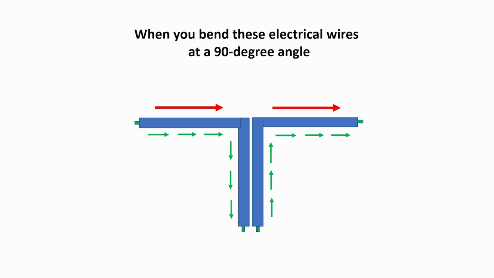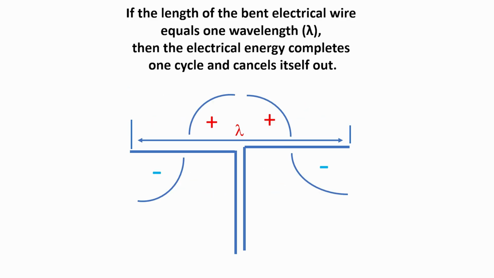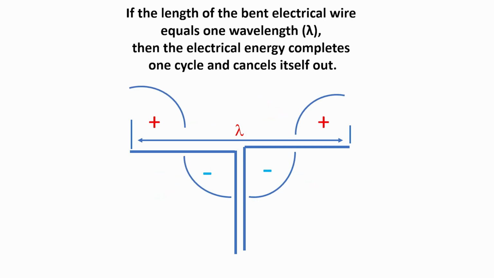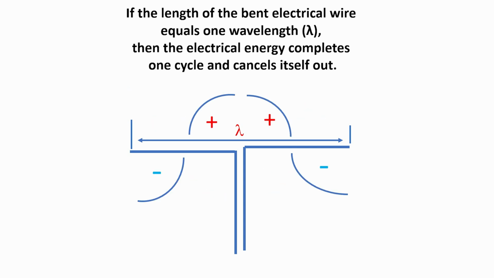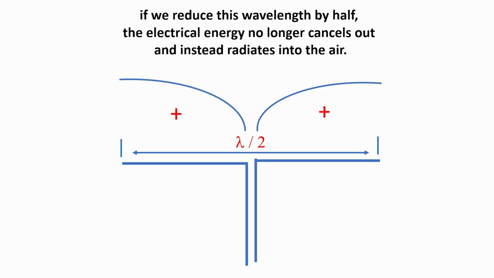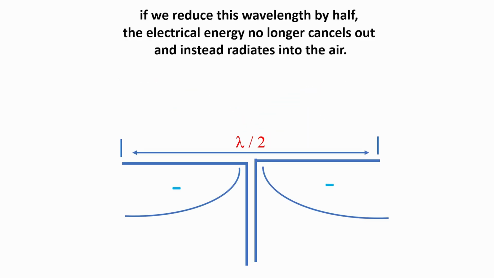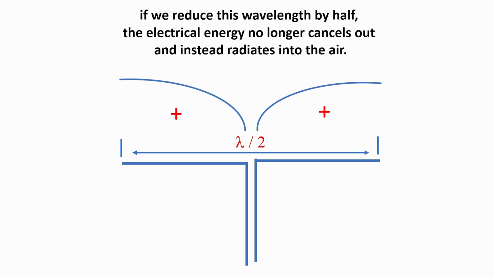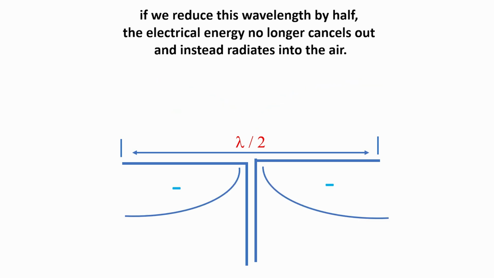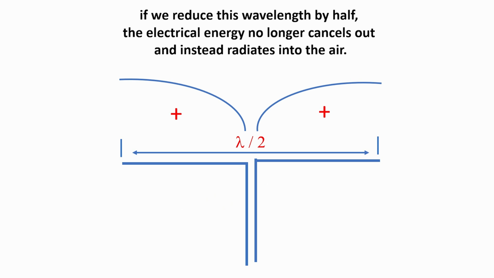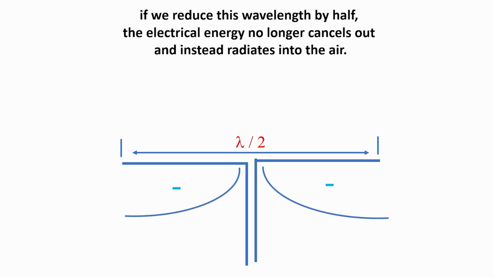If you split this electric wire into two and bend it at a 90-degree angle, you'll see that electricity only flows in one direction. If the length of the bent electric wire equals one wavelength lambda, then the electric energy completes one cycle and cancels itself out, even in this configuration. However, if we reduce this length by half, the electric energy no longer cancels out and instead radiates into the air. This is how radio waves begin to spread into the air, and this phenomenon is what we call an antenna.